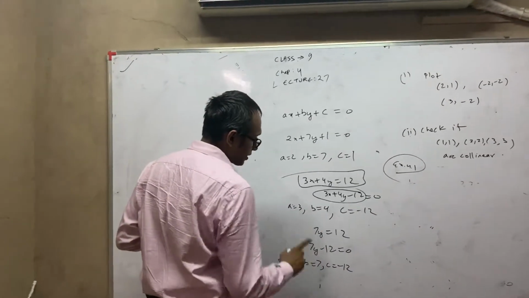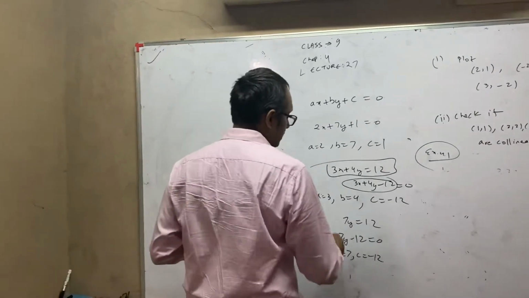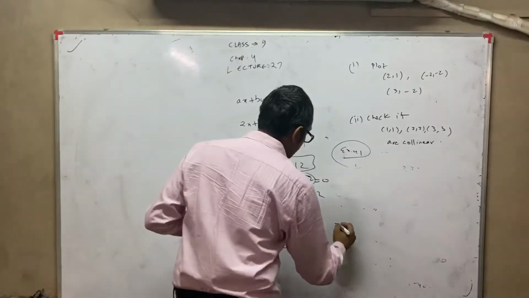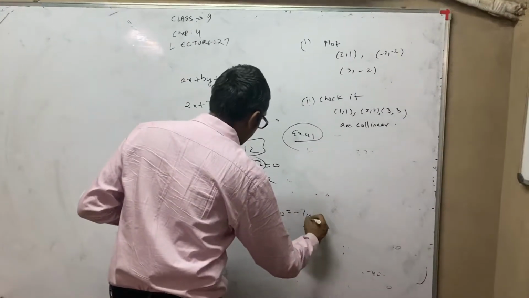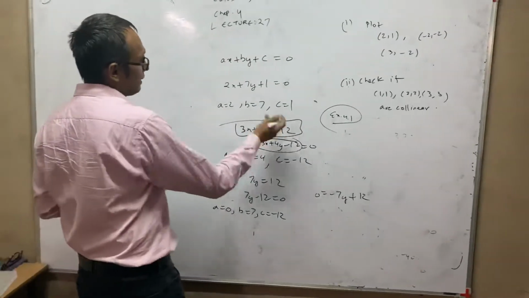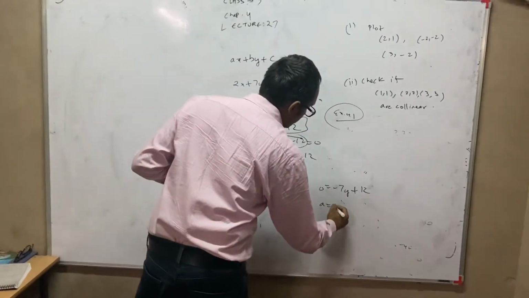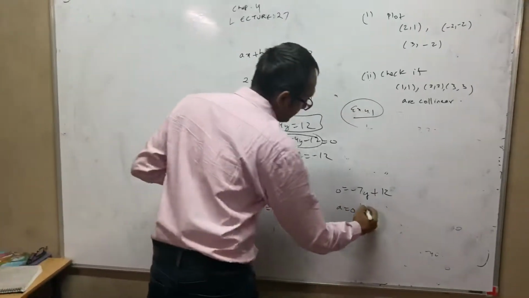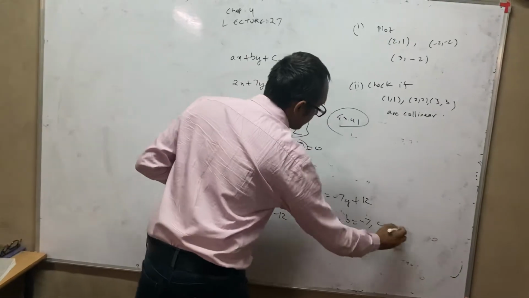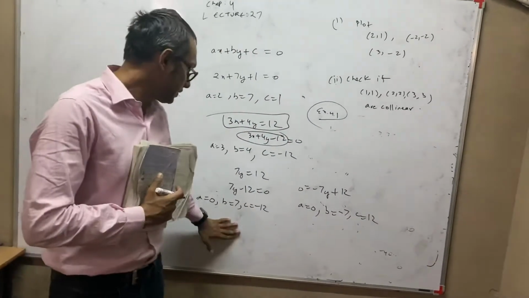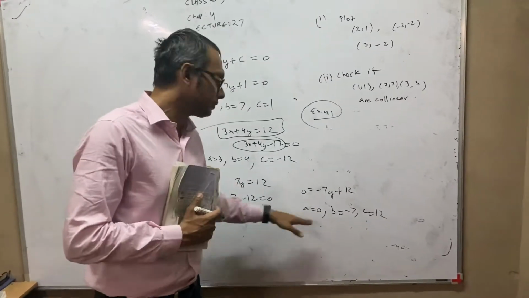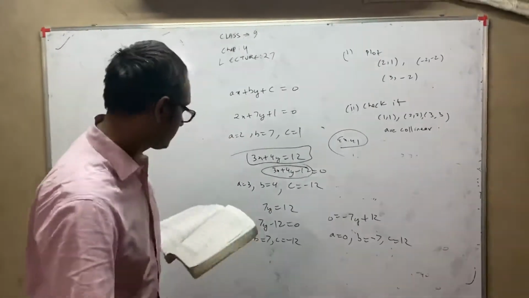Remember children, this question can have two answers. Some children, instead of bringing 12 here, they may bring 7 over there. So therefore the equation becomes minus 7y plus 12. Now in this case, if we write, of course, A will again be 0 because A value is with x. But now B value will be minus 7 and C value will be 12. So here this answer is also correct. This answer is also correct. You can bring either on this side or this side. Both the answers are correct. Okay.